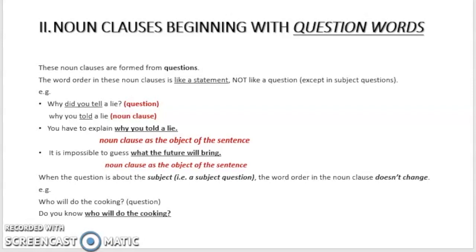Now it's time to put what you have learned into practice. Please look at the grammar handout and do task 2 on page 3 of your handout. Stop the video and do the exercise. When you finish, compare your answers against the answer key provided. Then press play.